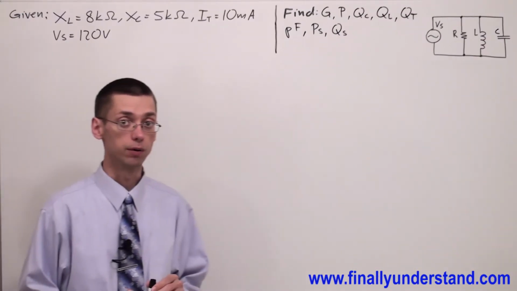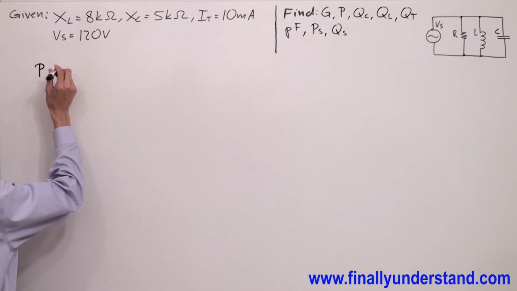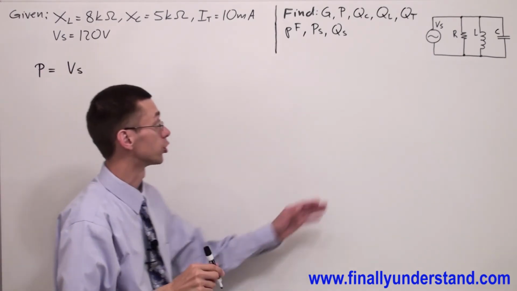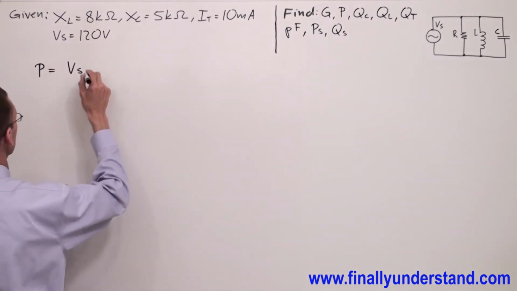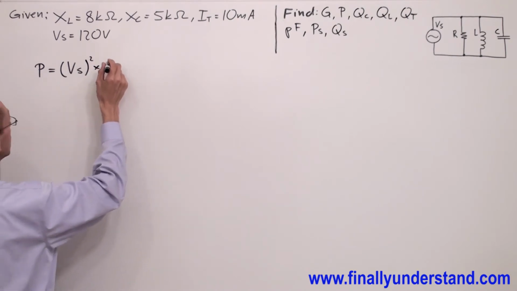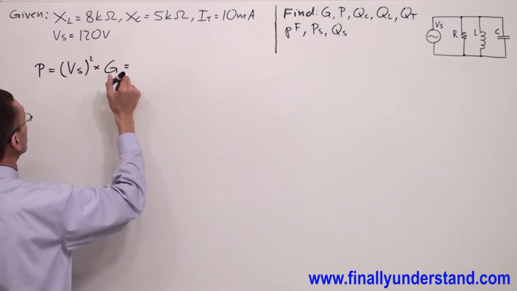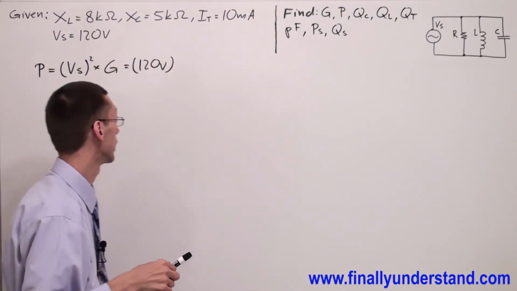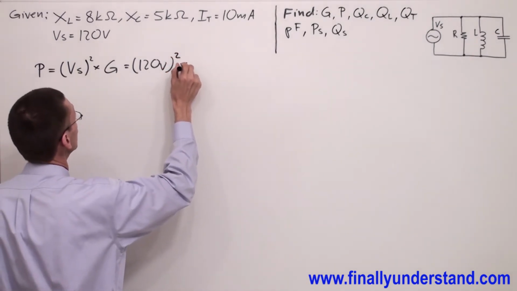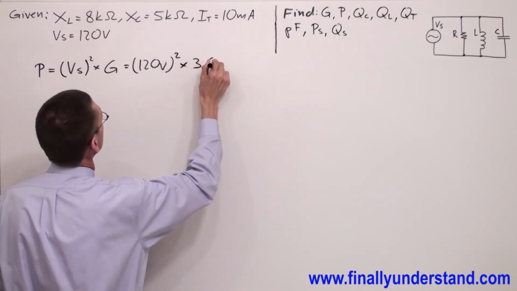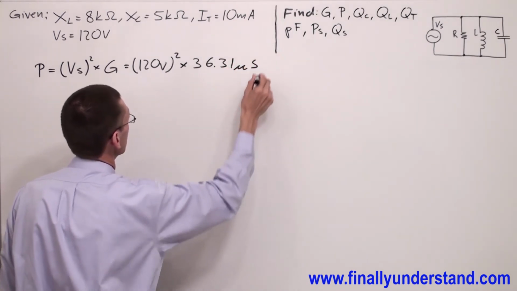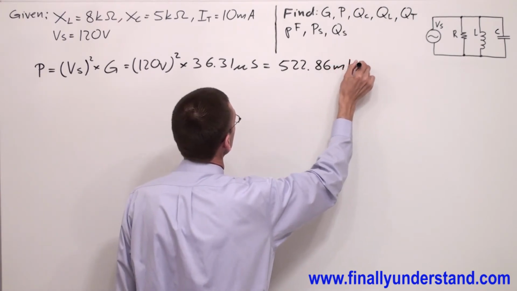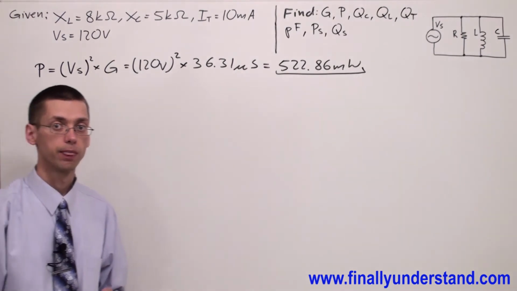Now we are ready to find the true power. So write the formula first. Power is equal to the voltage source, because this is a parallel circuit and the voltage across each component is equal to the voltage source. So I can write this as the voltage source raised to the second power times the conductance. I have a voltage source of 120 volts. Because it's not specified if this is peak or peak to peak, I assume that this is RMS. That's why I'm using this formula. Of course I have to raise this to the second power times G, which we found is equal to 36.31 microsiemens. This is equal to 522.86 milliwatts.